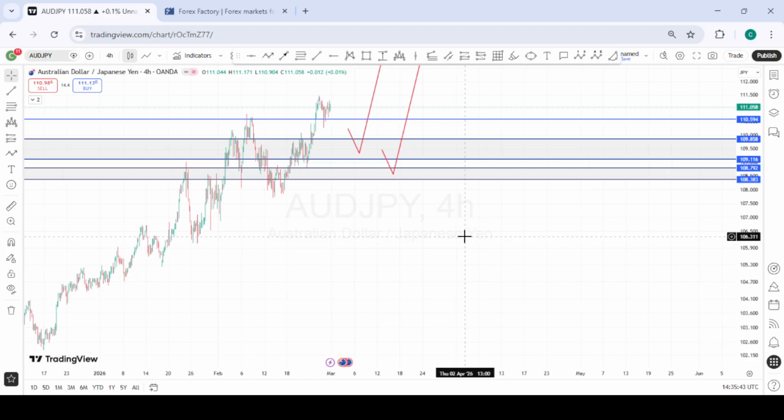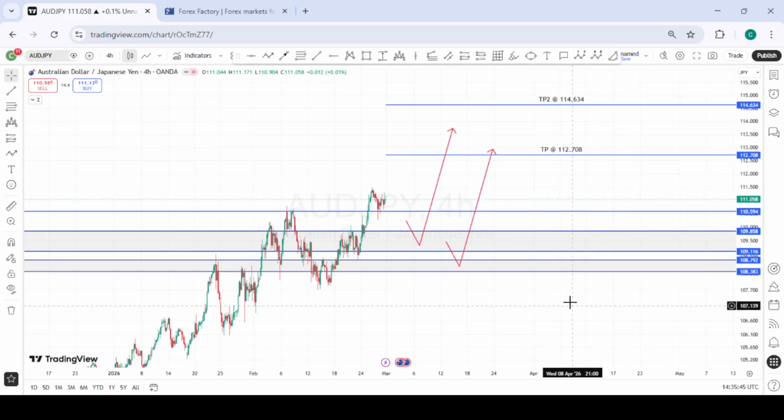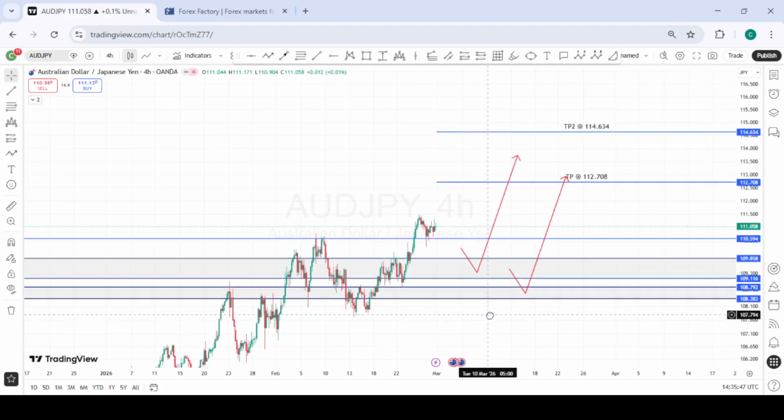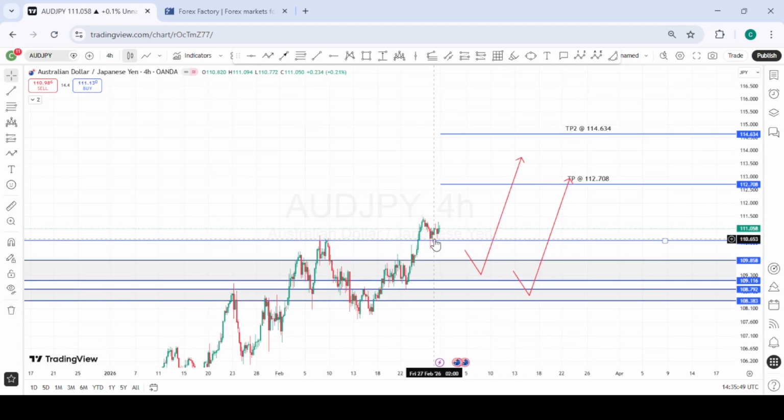This is AUDJPY, and AUDJPY is currently very bullish. What we are looking out for is a possible pullback to this area where price is currently retesting. Price can react from this zone and go for buying. Price might give us buying opportunities around this structure point and take off.